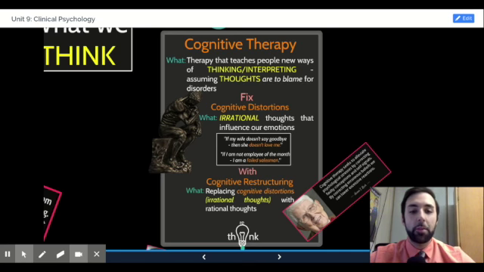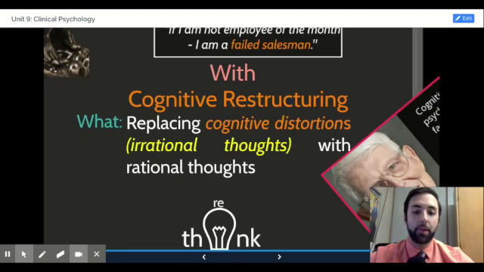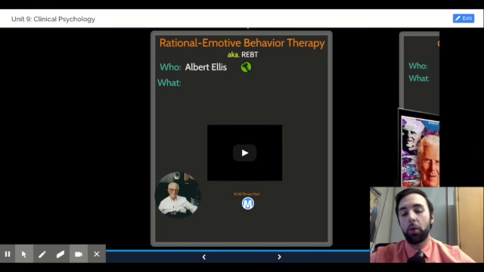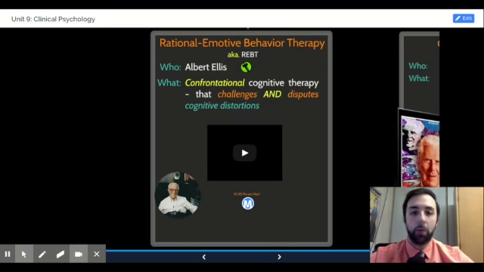But we'll talk about two different manners of achieving cognitive therapy. And the ultimate goal, regardless of which of the two that we're talking about, is to do cognitive restructuring. Make it so that we identify these irrational thoughts and replace them or restructure them into much more rational thoughts. The first is our new friend, Albert Ellis. Albert Ellis is responsible for developing a form of cognitive therapy known as rational emotive behavior therapy.